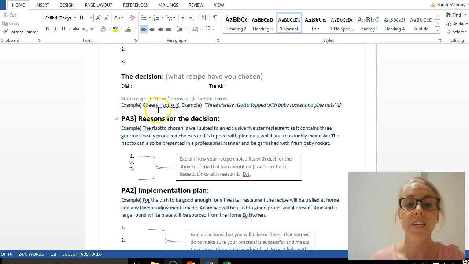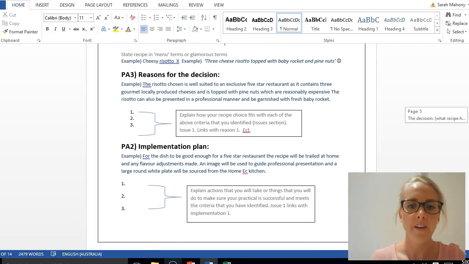For example, if you just wrote cheesy risotto, it doesn't sound as glamorous as something like 3 cheese risotto topped with baby rocket and pine nuts. That sounds a lot more delicious. All right, so simply write in your dish and your trend. Don't waste lots of words here.